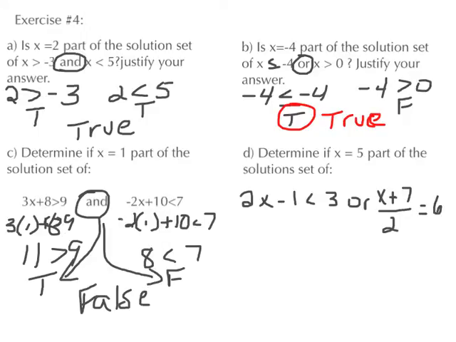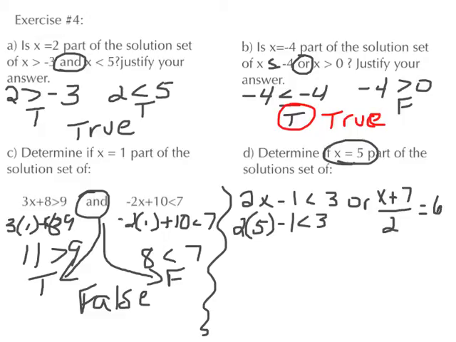Now let's look at D. I have x equals 5. So I have to plug that in. 2 times 5 minus 1 is less than 3. 2 times 5 is 10. 10 minus 1 is 9. Is 9 less than 3? No, it is not. So that is a false statement.